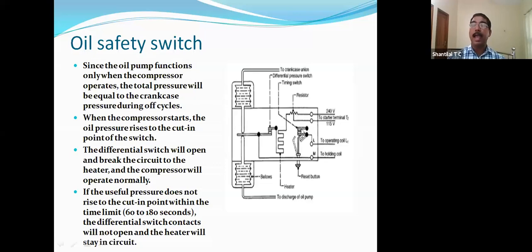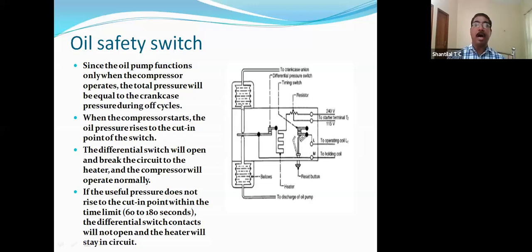This is known as the time switch. This time switch means the delay will be 2 to 3 minutes. In the normal or off condition, this contact point is closed. Now when the compressor starts, the oil pressure reaches the cut-in point of the switch, so now it has started.